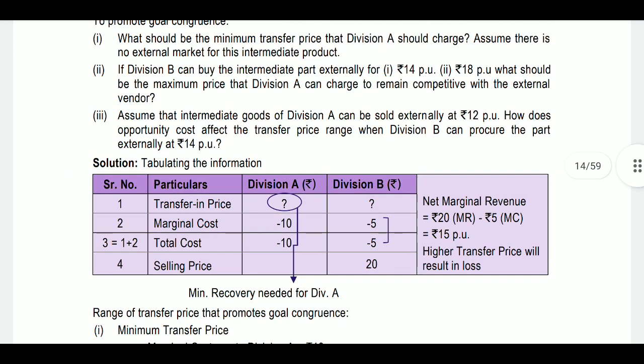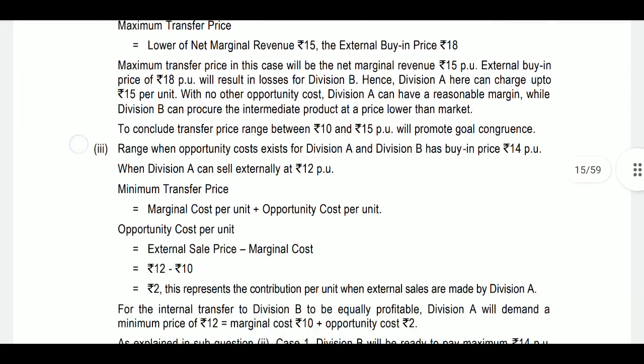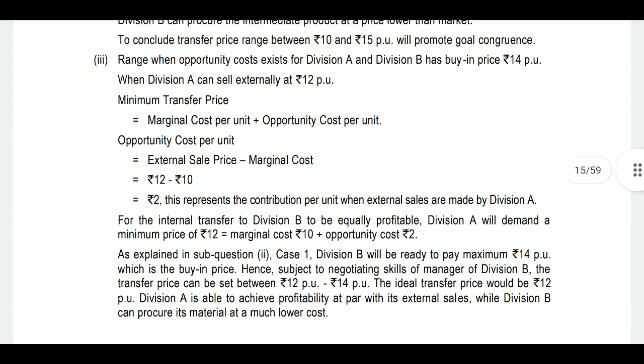And for B, it can purchase externally at 14 rupees. We calculated 15 rupees, but 15 or 14, whichever is lower, is 14, so the minimum will be 12 and the maximum will be 14 that it can pay. For the third one, the range when opportunity cost exists: the buying price is 14 rupees, and division A can sell externally at 12 rupees. So the minimum transfer price will be marginal cost plus whatever opportunity cost we have. What is the opportunity cost?